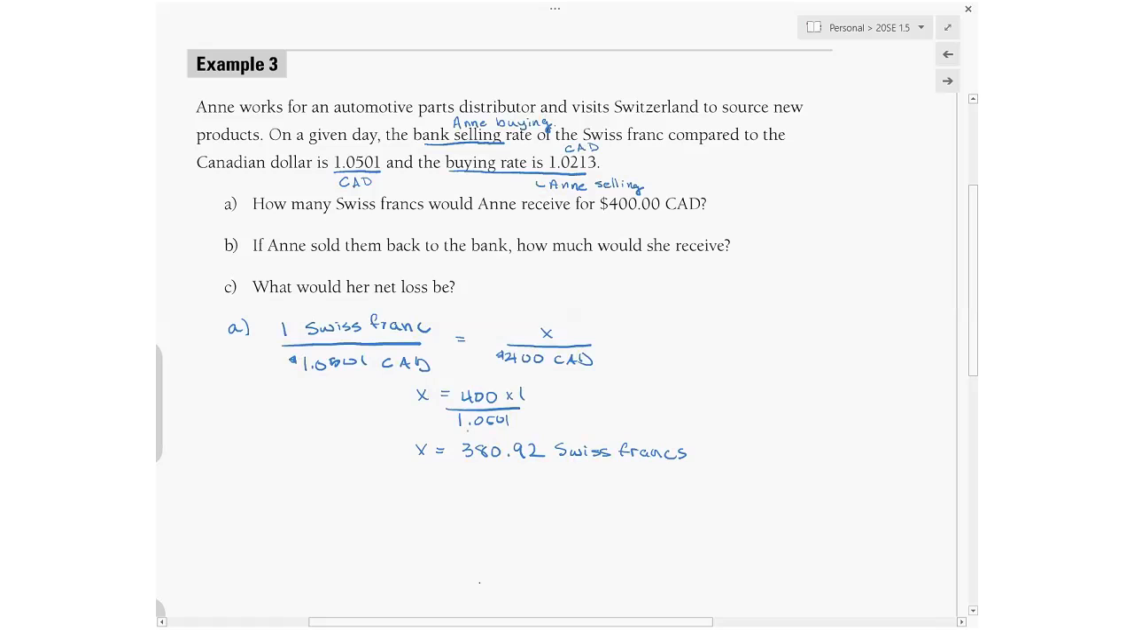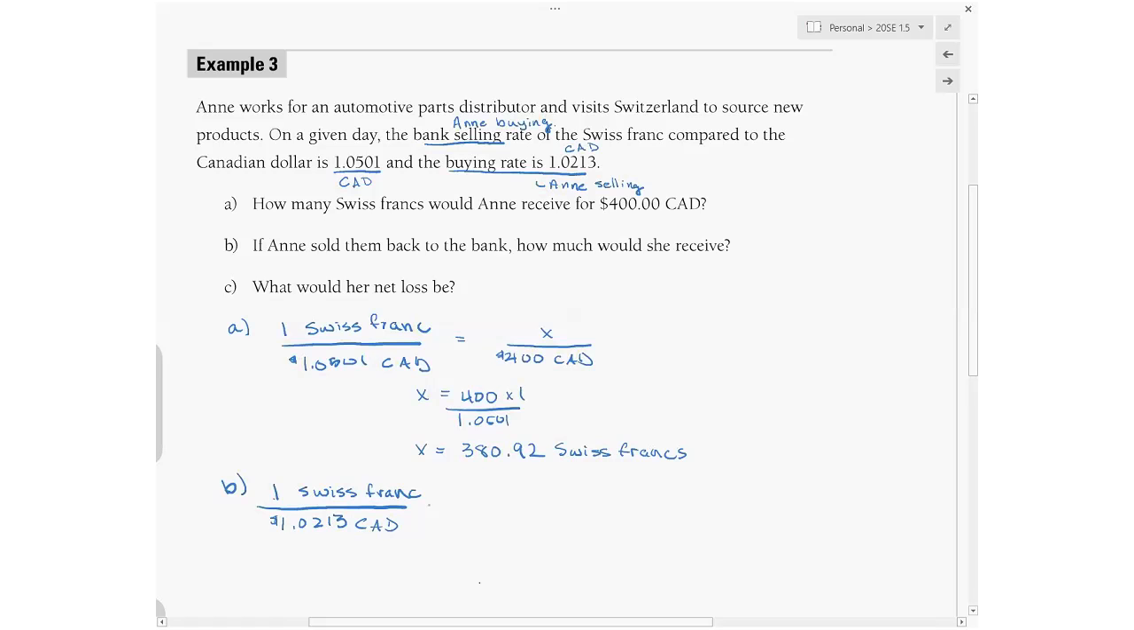Now, for whatever reason, Anne's decided she's not going to go to Switzerland after all, and she's selling them back to the bank. Or maybe she went there, came back, and didn't spend anything. I don't know. But now she's selling Swiss francs back to the bank, so the bank is buying. So now I have to use the buying rate. It's still 1 Swiss franc, but now that Swiss franc is only worth 1.0213 Canadian dollars.